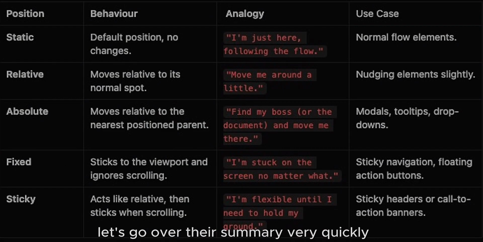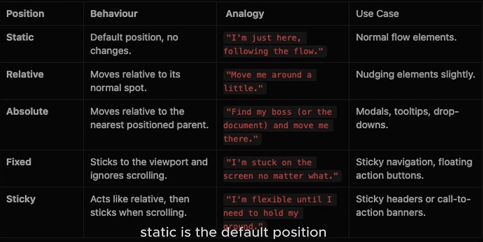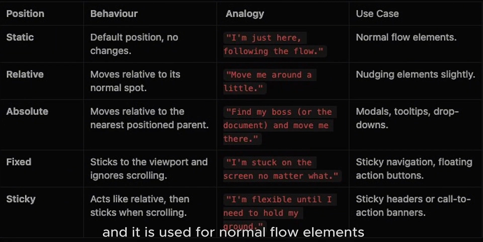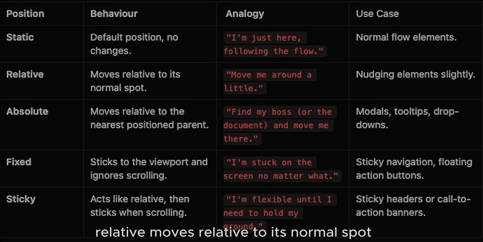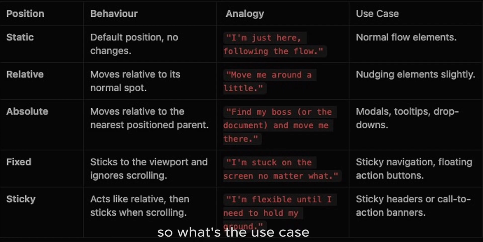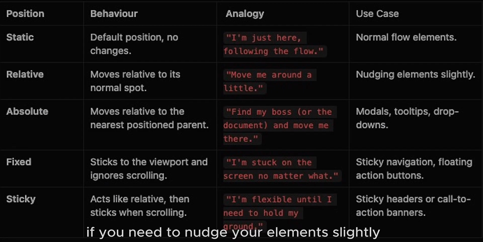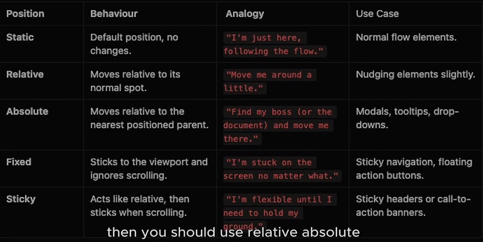Let's go over their summary very quickly. Static is the default position, no changes. It's saying, I'm just here, I'm following the flow, I'm staying where I'm supposed to stay. And it is used for normal flow elements. Relative moves relative to its normal spot. I'm where you want me to stay, but you can move me around a little. So what's the use case? If you need to nudge your element slightly, then you should use relative.